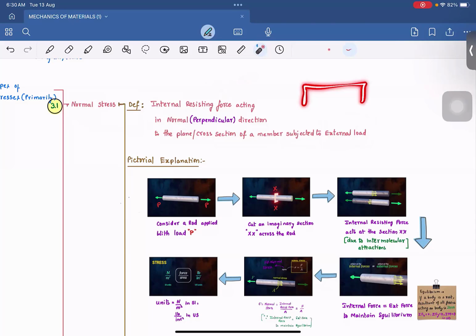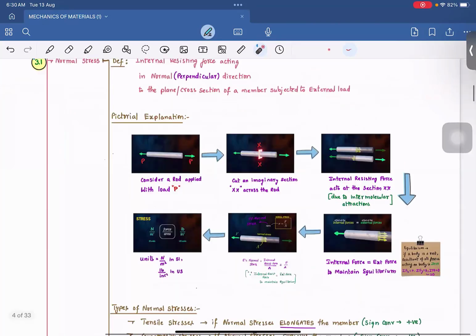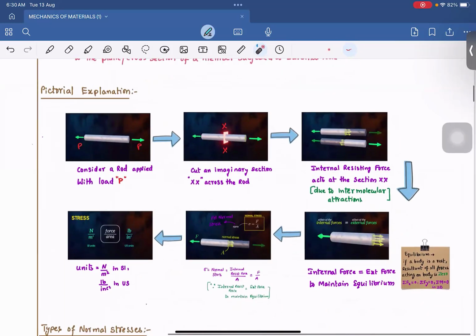Suppose this is my member, it is tied here and there is no external load, no external factor disturbing it. There will not be stress. Stress is equal to zero. The stress will act only if we try to disturb its intermolecular forces. If I apply external load, then only stresses will act.